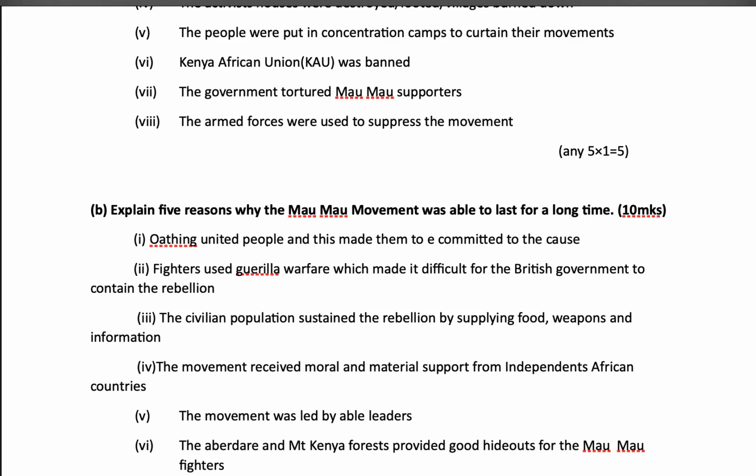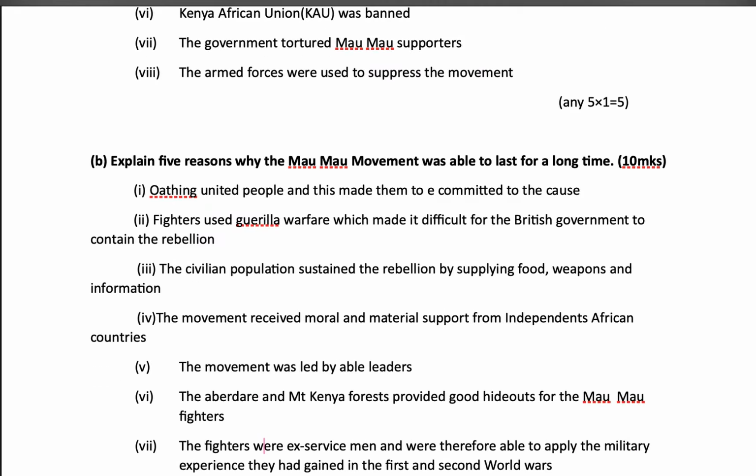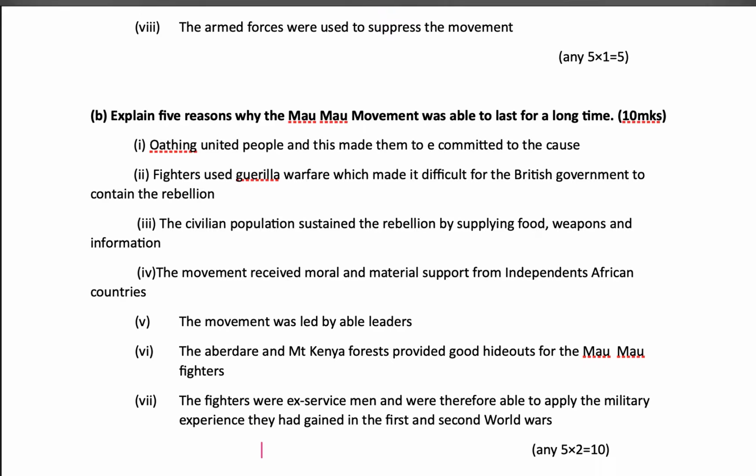3. The civilian population sustained the rebellion by supplying food, weapons, and information. 4. The movement received moral and material support from independent African countries. 5. The movement was led by able leaders. 6. The Aberdare and Mount Kenya forests provided good hideouts for the Mau Mau fighters.